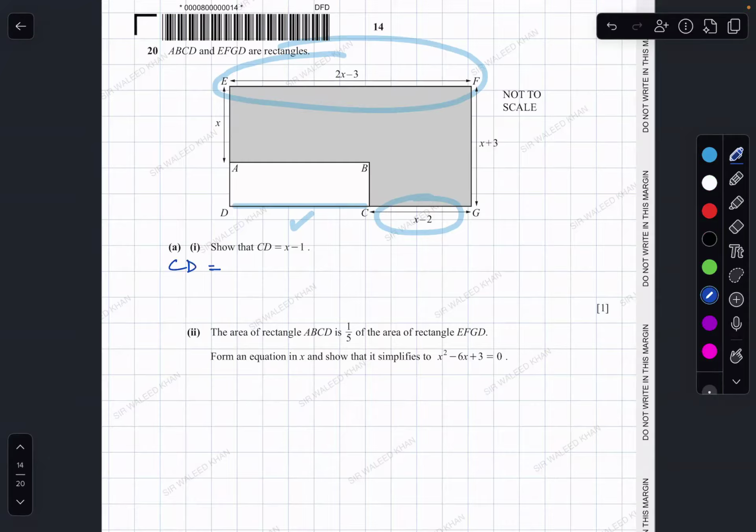And I have to show it, right? So write it out, don't just say that it is this. It should be 2x minus 3 minus x minus 2. Put a bracket over there. That is why they are telling you to show it, because there is a chance of making a mistake with the sign, negative x plus 2. So CD is x minus 1. That's your answer.